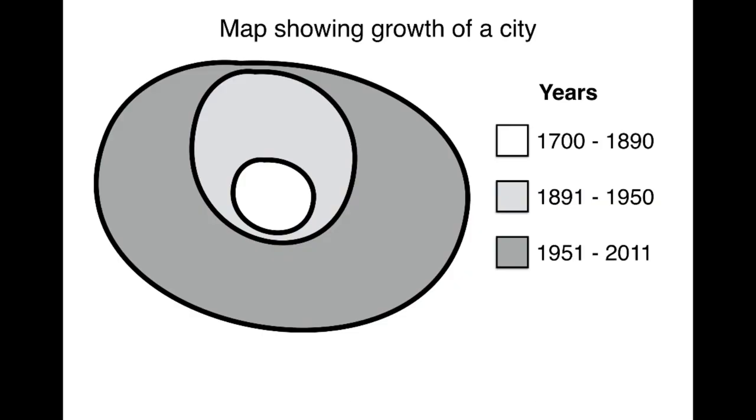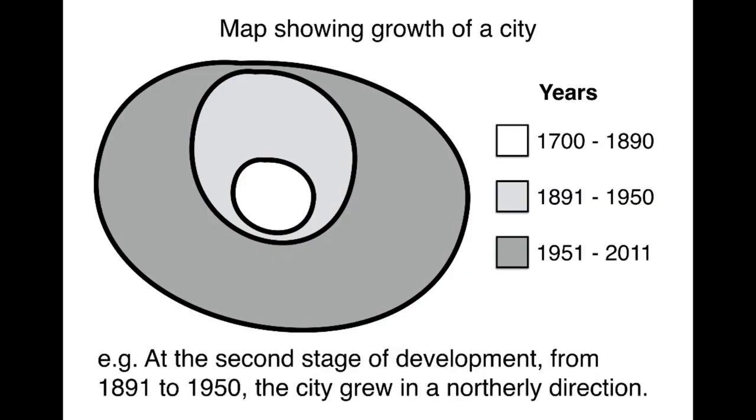An example sentence, at the second stage of development from 1891 to 1950, the city grew in a northerly direction. So you can see steps language in this sentence, at the second stage of, but we can't see the passive in this sentence. The verb is grew, and that's because we have a clear subject. The city grew. So maybe the only difference with map questions is that you might not use the passive as much. You might not use it at all because we have a good subject. The city grew. The city became bigger. The city developed.